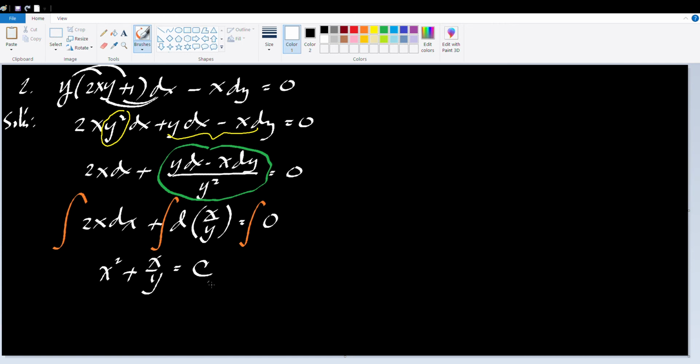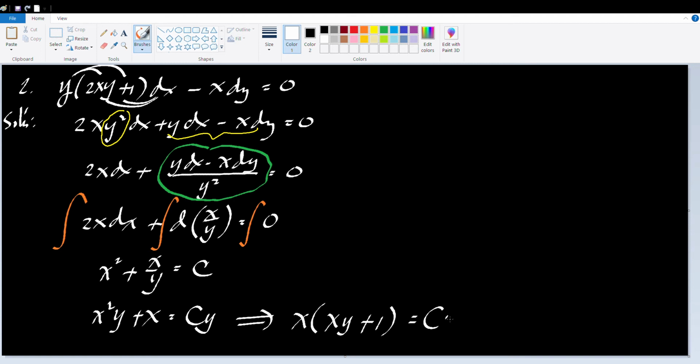We can multiply everything by y: x squared y plus x equal to cy, or we can factor x and then x times (xy plus 1) equal to cy.